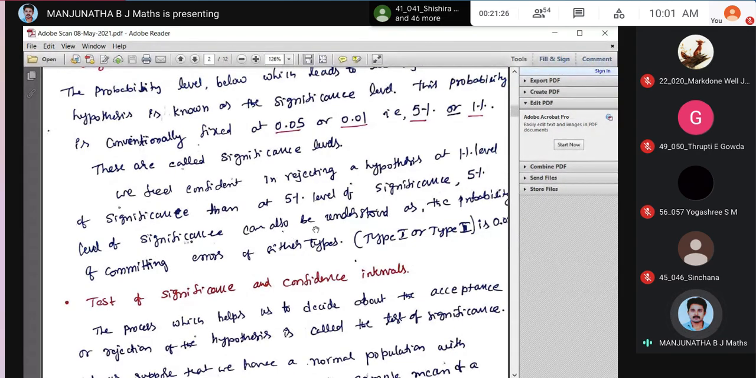5% level of significance can also be understood as the probability of committing errors of either type. So at 5% level, type 1 error or type 2 error may occur, that is 0.05.